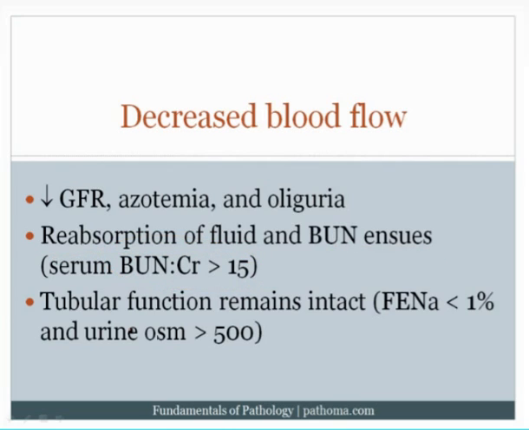Now recall that in this particular case of pre-renal azotemia, we haven't damaged the tubules at all, and so therefore the tubular function will remain intact. And so the FeNa, or the fractional excretion of sodium, will be less than 1%, indicating that the tubules are able to resorb sodium. And similarly, the urine osmolality will be greater than 500, indicating that the tubules have the ability to concentrate the urine.